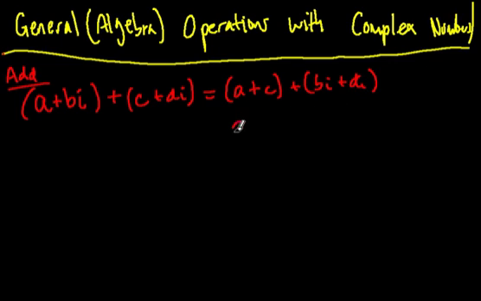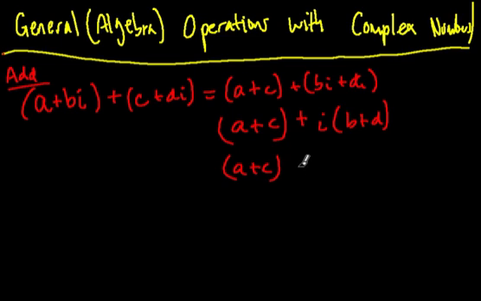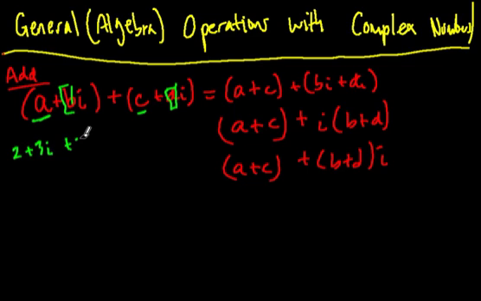You might want to think of this as a plus c plus i is the common factor. So you can think of this as i times b plus d, or a plus c plus b plus d times i. And that just means that if you're adding up two complex numbers, you add the two real parts, and then you add the two coefficients here, the b and the d, and leave the i. So for example, if we had 2 plus 3i plus 7 plus 6i, that would just be 9 plus, well, 3 plus 6 is another 9, 9i. And that's what we're saying right here.